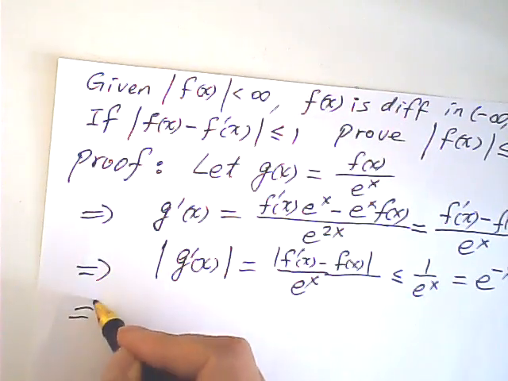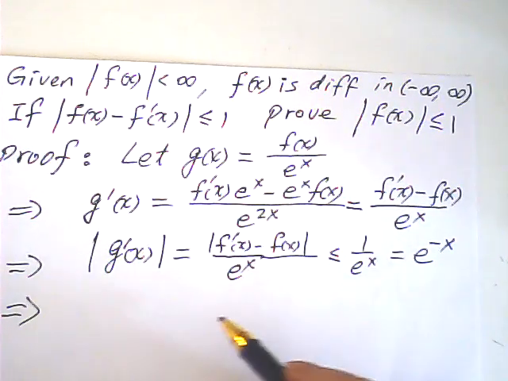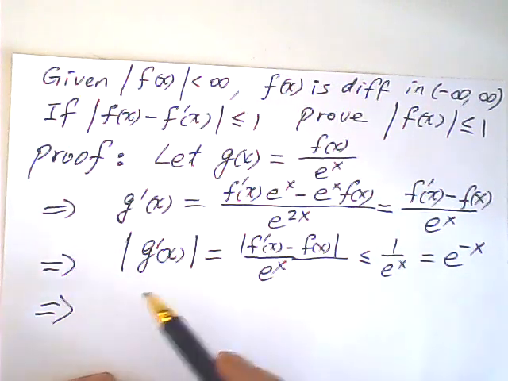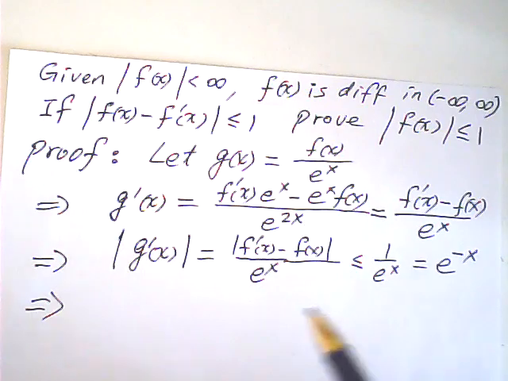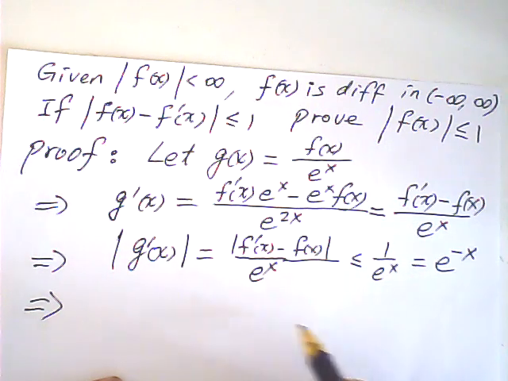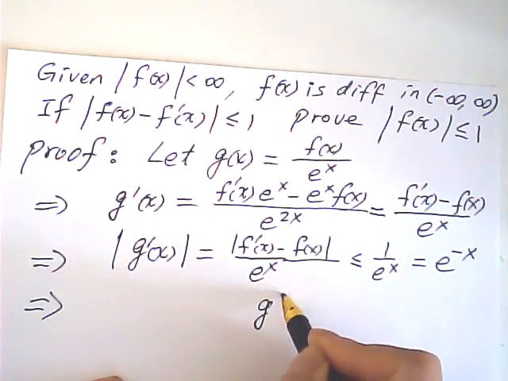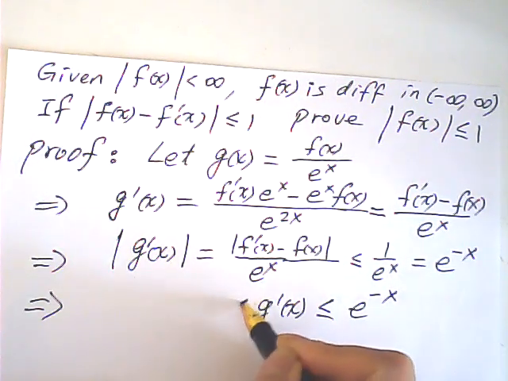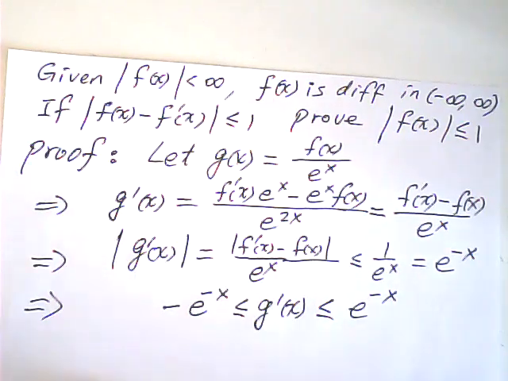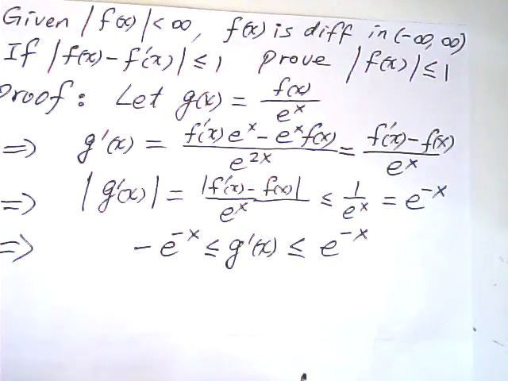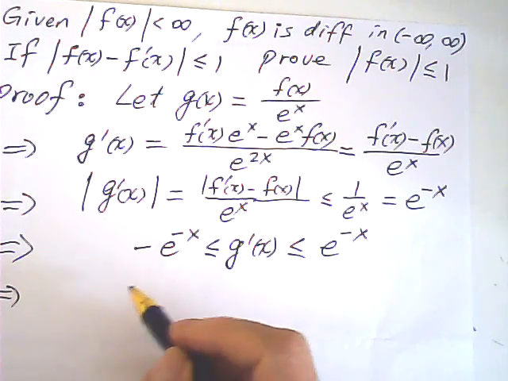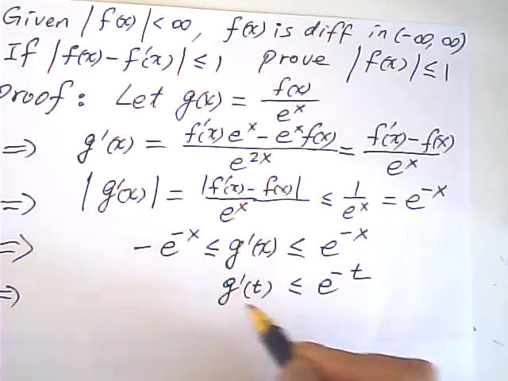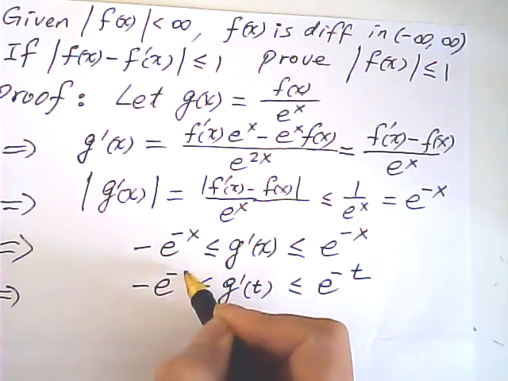Everything makes sense. When you do a proof, you must be very strict and careful that every step makes sense and is valid. Now, g prime of x is between negative e to the power of negative x and e to the power of negative x. Using another dummy variable, g prime of t is between negative e to the negative t and e to the negative t.